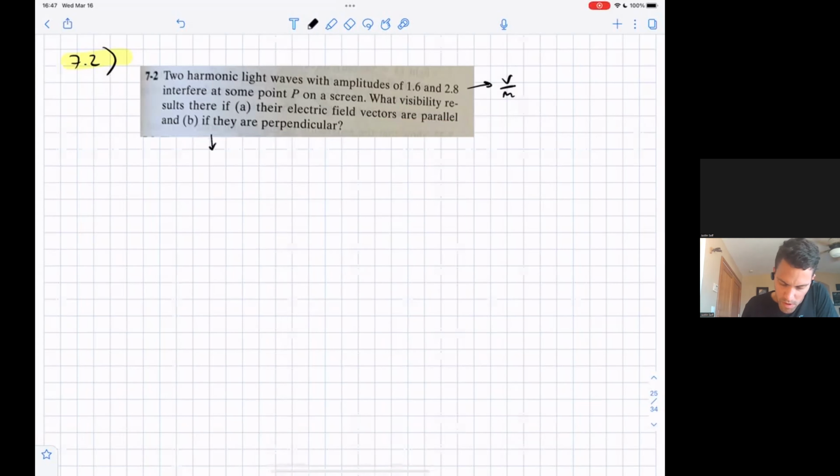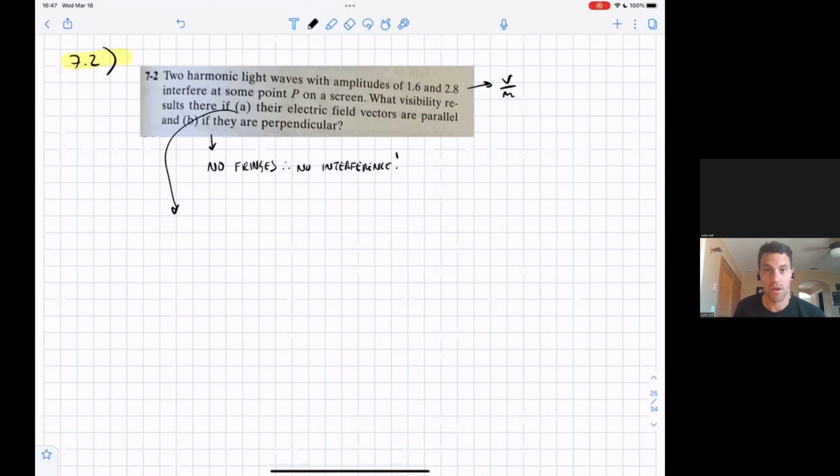I'm going to start with B real quick. If the electric field vectors are perpendicular, there are no fringes, so there's no interference. That's an easy one. You can see that with the dot product, and we are going to see that here.